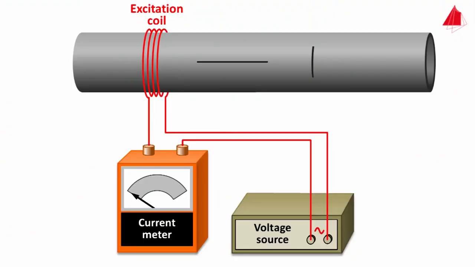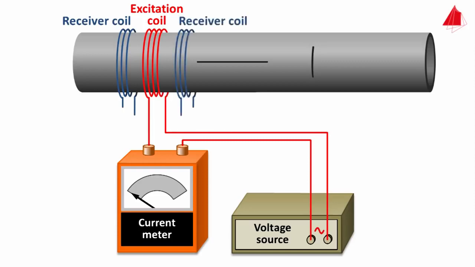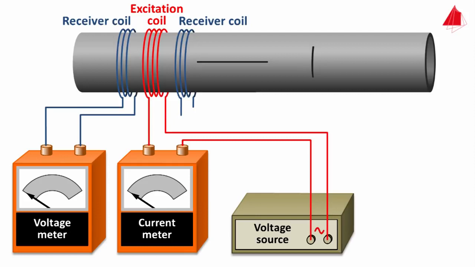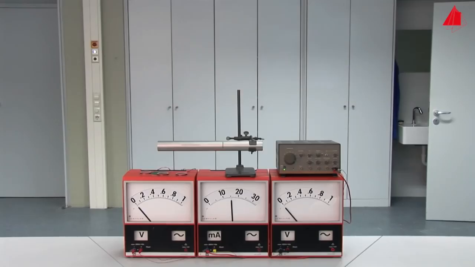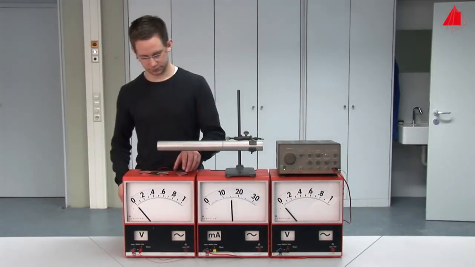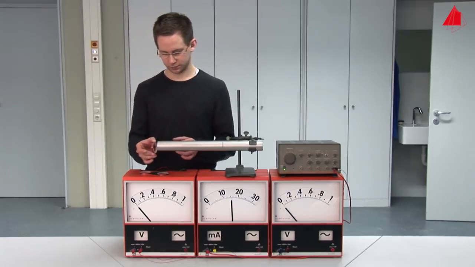This technique can be improved considerably if not only a single coil, but several coils are used. The original coil, which is now called the excitation coil, is supplemented with the receiver coil on the left side, and a receiver coil on the right side. A voltage meter is connected to each of the receiver coils. The improved test arrangement has been set up in the laboratory and is now in operation, as can be seen from the current consumption of the excitation coil. First, the materials tester picks up the right receiver coil and places it over the tube.